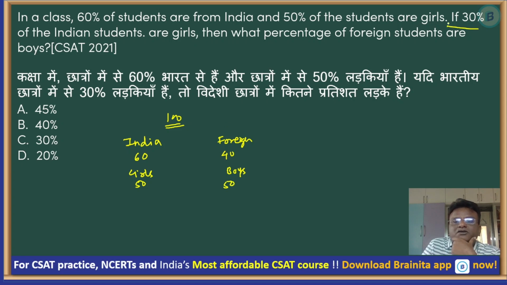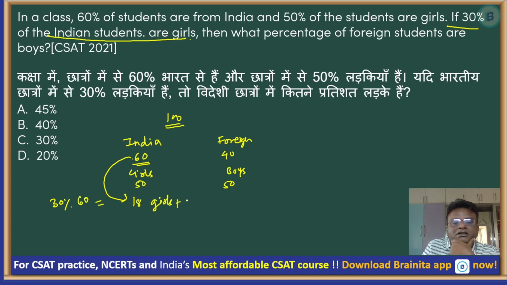What is the next statement? If 30% of Indian students are girls, so Indian students there are 60. 30% of 60 is 18, so 18 girls are Indian. That means out of 60 Indians, 18 are girls. Total girls are 50. So 32 girls are foreign. Right? So 32 is equal to foreign plus girls.